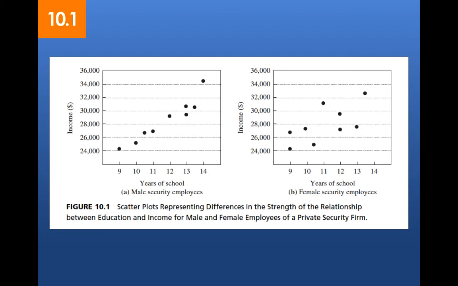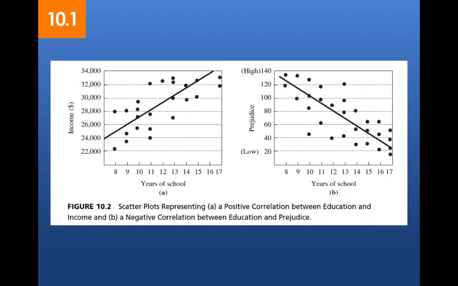Here we see a scatter plot. Imagine you can draw a straight line through those points, or as close as it can get to capturing all those points. Here we've got these lines. On the left, years of school, we see a positive correlation. As one goes up, the other goes up; as one goes down, the other goes down. In B, we see a negative correlation: as years of school increase, prejudice decreases.